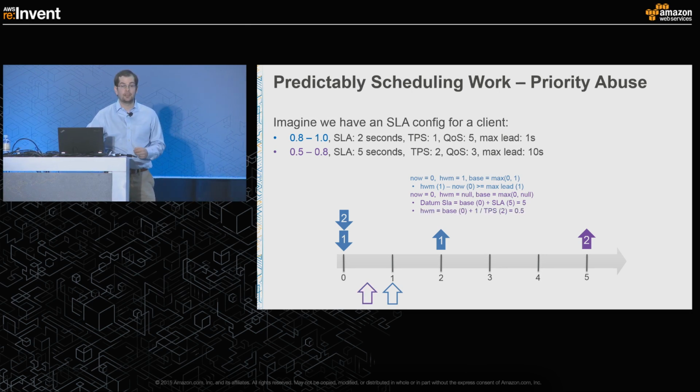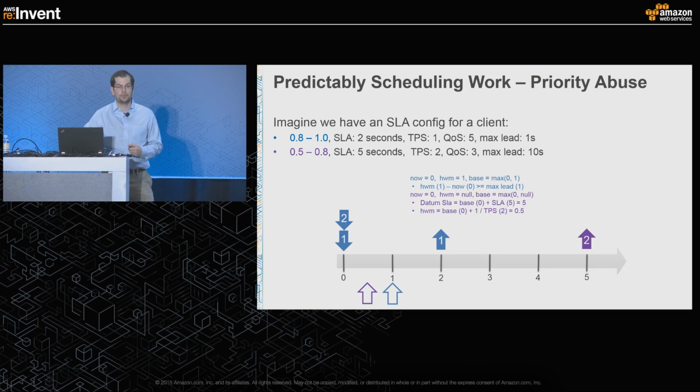And finally, our base calculation needs to be redone. So in our particular case here, because we get 2 transactions a second rather than 1 transaction a second at the lower priority, what we end up with is doing 1 over transactions per second again. So we end up scheduling that for half a second in the future.